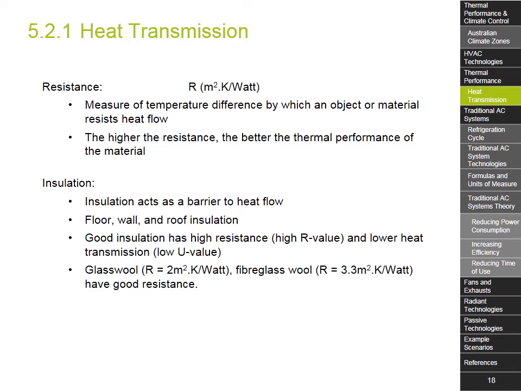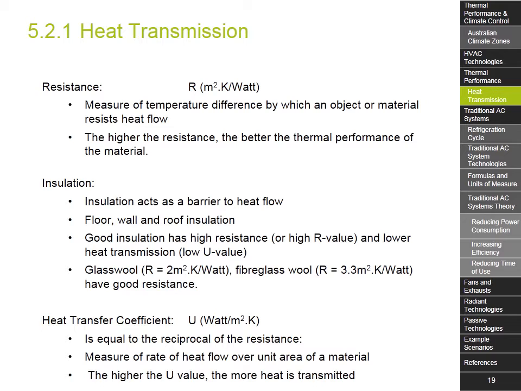Insulation is used to act as a barrier to heat flow. In general, the floors, walls, and roof of a building can be insulated to provide comfort during summer and winter. Good insulation has a high resistance, therefore a high R value, and a lower heat transmission or a low U value. Insulation acts as an additional barrier or additional R value to trap or resist heat in a space. Glass wool, which has an R value of 2, and fiberglass wool, which has an R value of 3.3, are examples of materials which have good resistance.